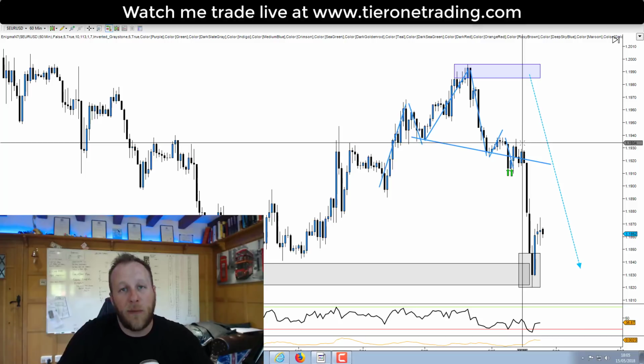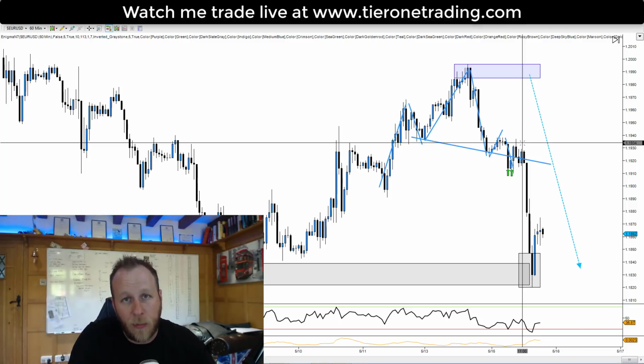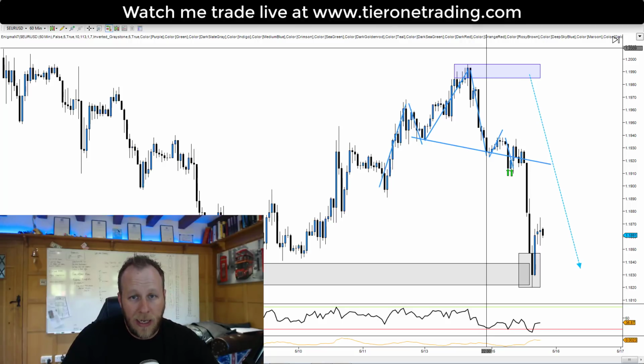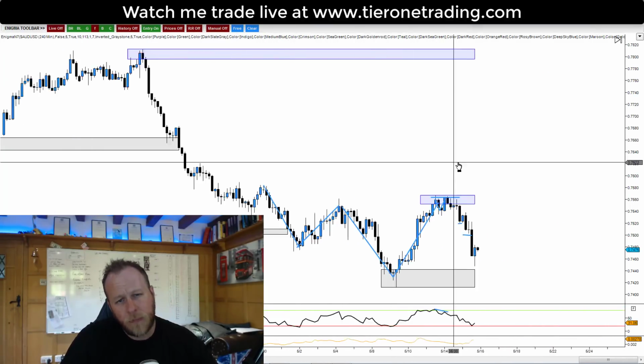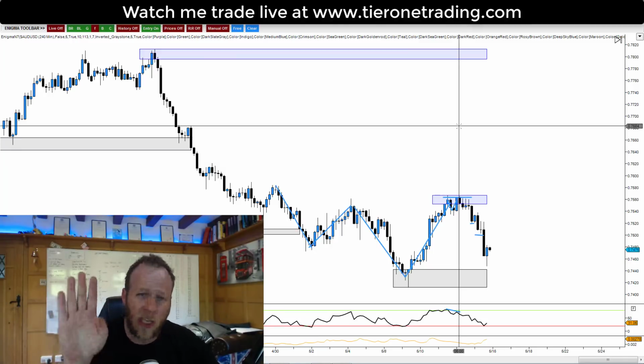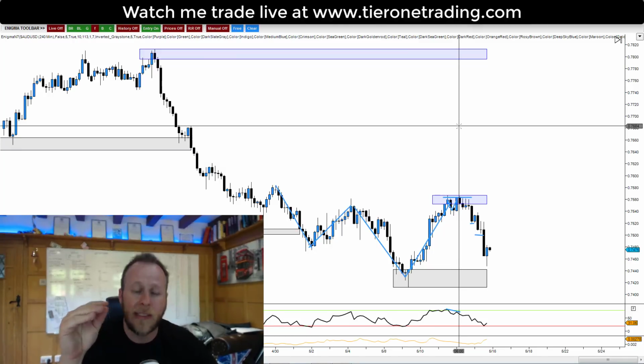This was the move we were looking for. The bias was short. We dropped down, we got involved, and we were able to capitalize on this move. So that was the euro dollar. The Aussie dollar was this move here. This was a third chance, last chance entry for a Graystone trend continuation.